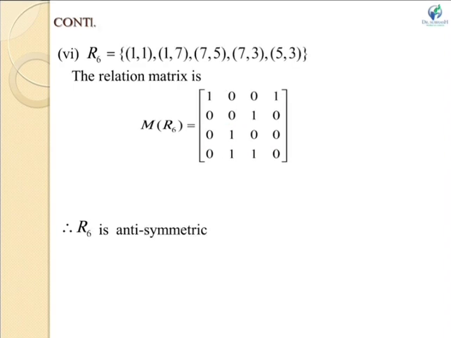And the last one here is the antisymmetric relation. R6 is defined here. The relation matrix is MR6 over here. According to the given condition, as we have seen in the anti-symmetric definition, you can see that R6 is anti-symmetric.